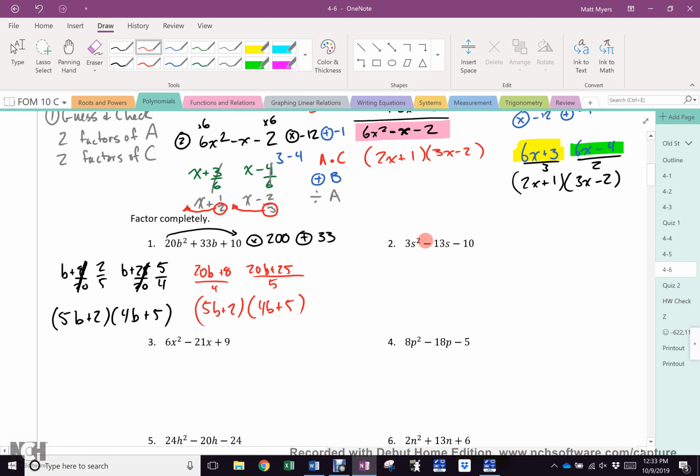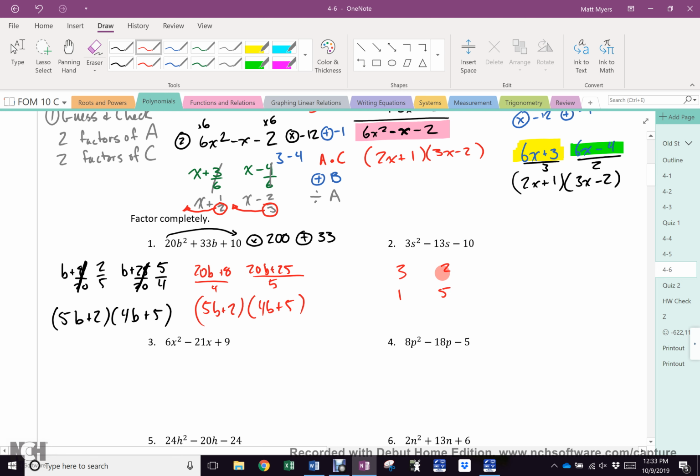Okay. Are these littler numbers? Could we try guess and check? What multiplies to 3? It's got 3 and 1, right? Everyone agree? What multiplies to 10? 1 and 10 or 2 and 5, right? Okay, which one do you want to try first? 2 and 5, okay, 2 and 5.